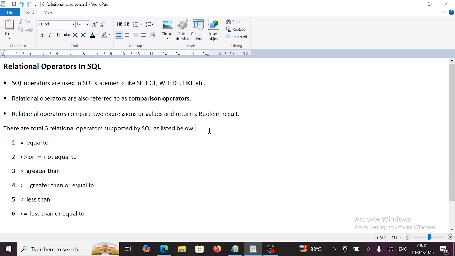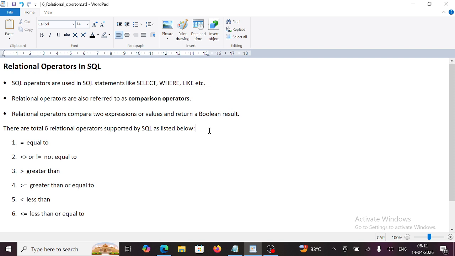In this session, we are going to discuss relational operators in SQL. So what is a SQL operator? First, we will understand that SQL operators are the symbols which we use in a SQL statement, like select, where, and like, etc. With the help of those, we are going to use some conditions.